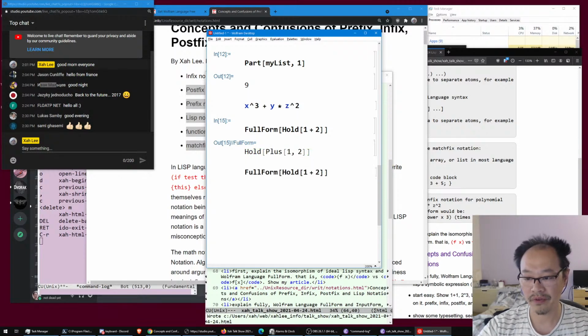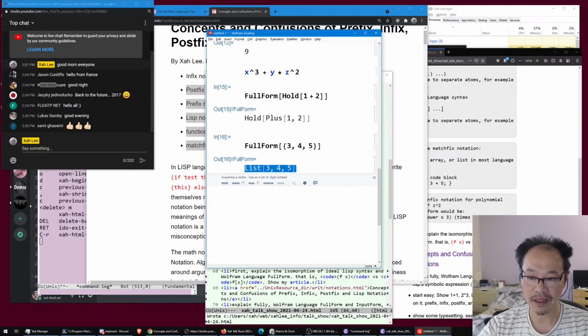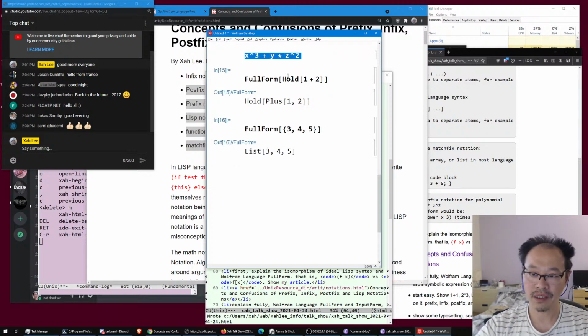Let me show you another one. I'm explaining the syntax of Mathematica. For example, let's do a list 3, 4, 5. Then Mathematica tells you that the full form is actually that. What about this polynomial? We can do the same thing.